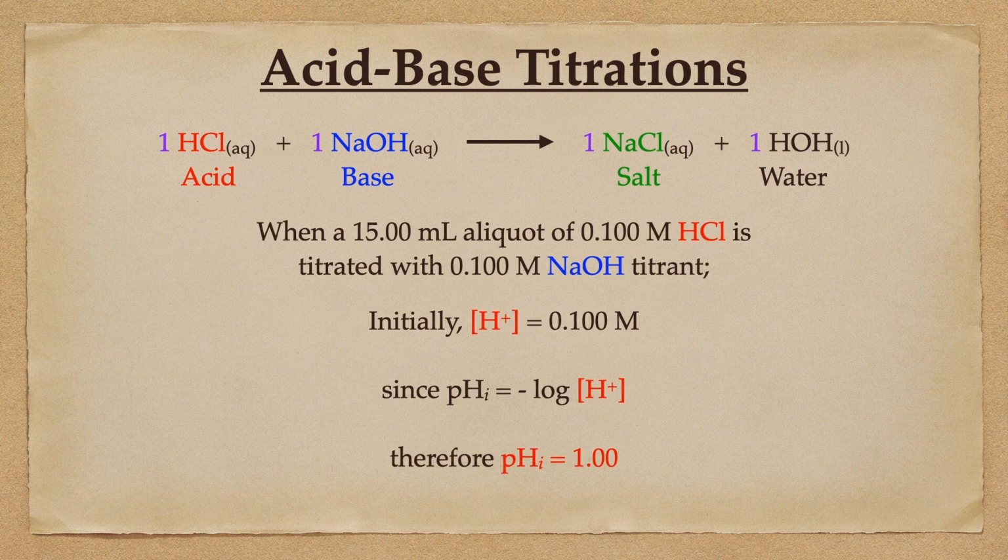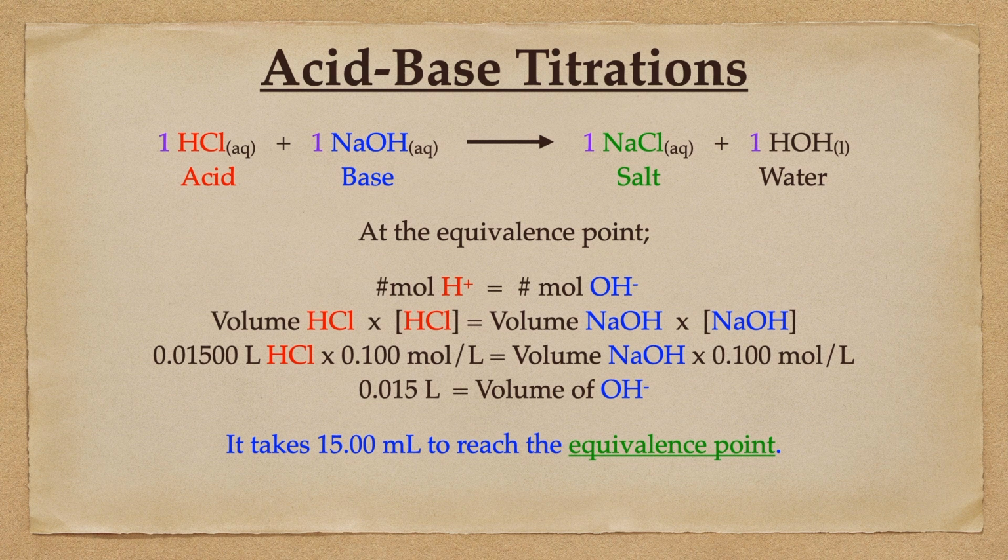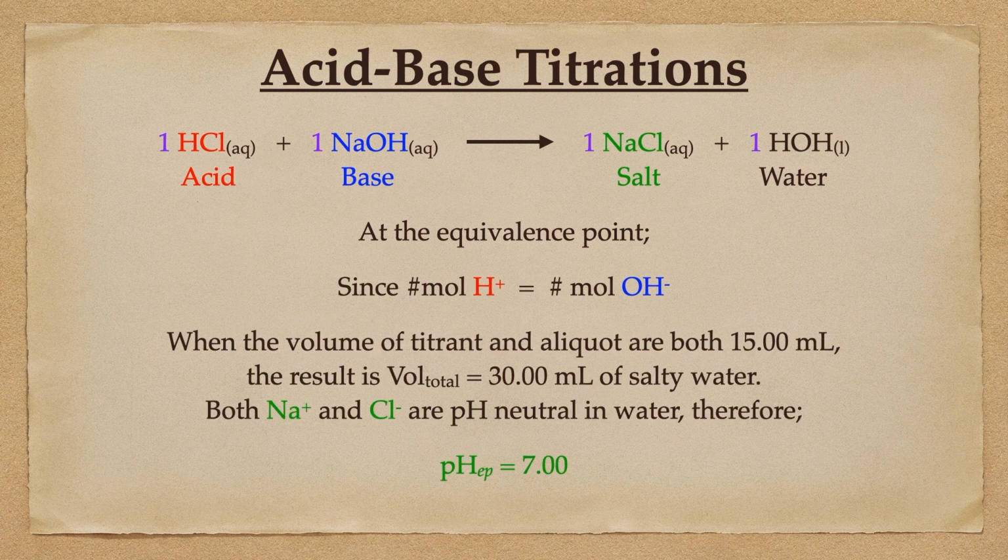For example, if we take a 15 milliliter aliquot of 0.1 molar hydrochloric acid, it will have an initial pH of exactly 1.0. It will take exactly 15 milliliters of 0.1 molar sodium hydroxide to reach the equivalence point. That is the point where the number of moles of H+ equals the number of moles of OH-.